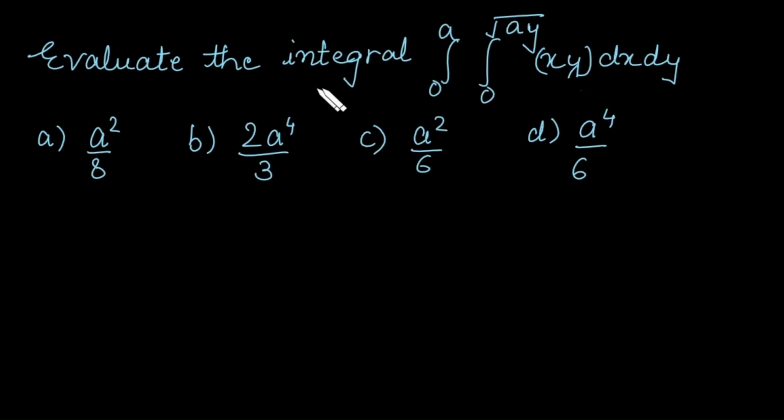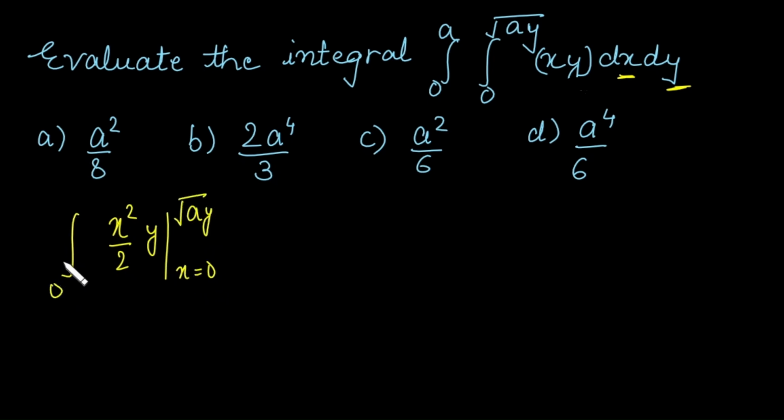Next is evaluate the integral this. First integrate with respect to x, then with respect to y. What is the integration with respect to x? That is x square by 2 into y and the limit of x is 0 to under root ay, and outer integral as it is, that is with respect to y. This is 0 to a.